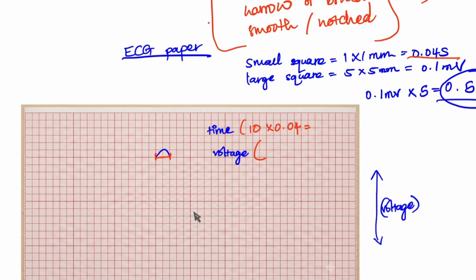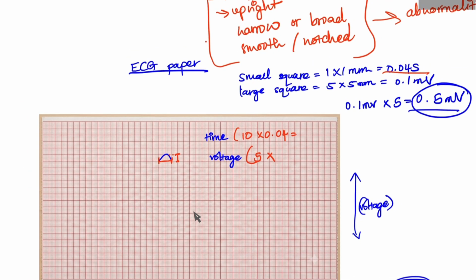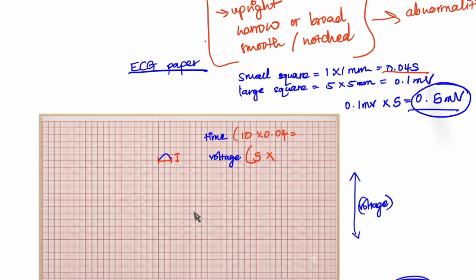Now, let's determine the voltage. As we can see, the wave just occupies from here till here vertically. So now let us count how many small squares we have from here to here. We just have 5 small squares. And then for each square vertically, we have each square representing how much? 0.1 millivolts. So this is how we're going to get our time and our voltage. I hope that was clear enough and you're now able to make the readings from an ECG independently.